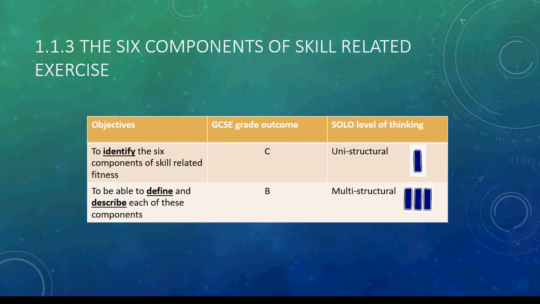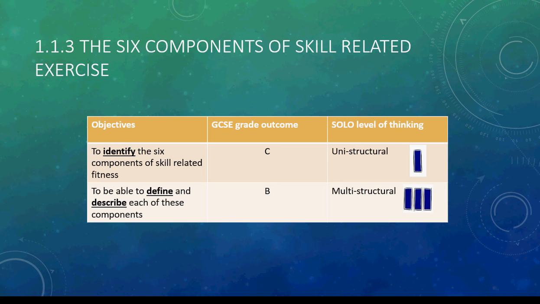So in this video we're going to look at section 1.1.3 and the 6 components of skill related exercise. So in today's video we're going to focus on two main things: to identify the 6 components and to define and describe these components. And obviously identify is a bit of a lower level of thinking, and this will allow you to access grade C questions identifying the components.